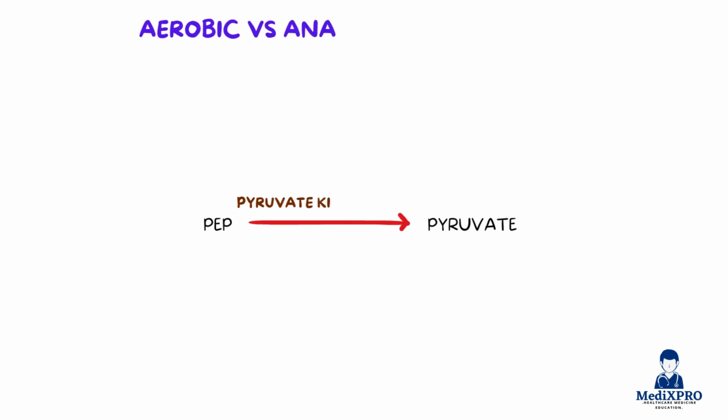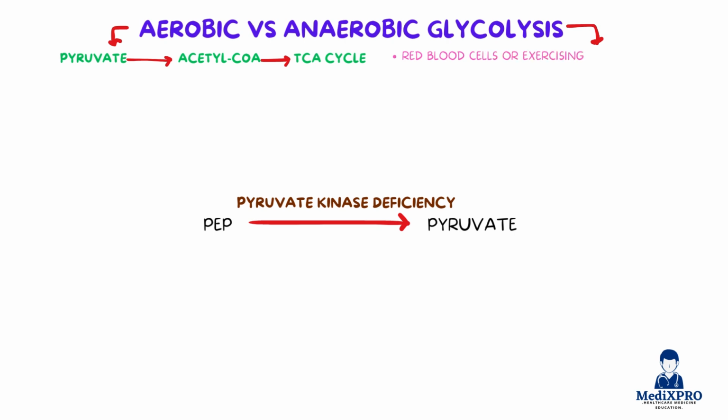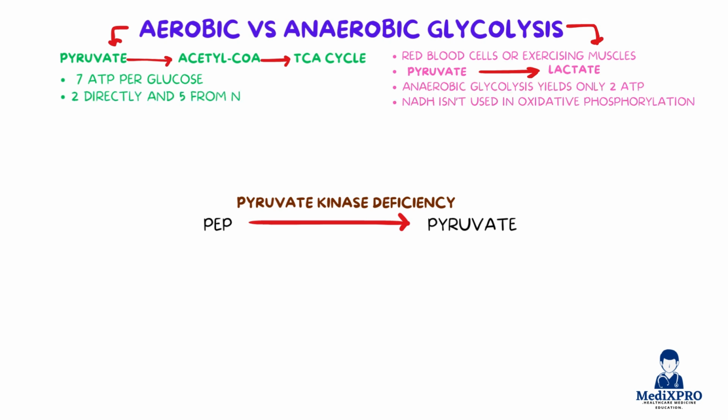Moving on to aerobic versus anaerobic glycolysis. In aerobic conditions, pyruvate is converted to acetyl-CoA and enters the TCA cycle. In anaerobic conditions, like in red blood cells or exercising muscles, pyruvate is converted to lactate. Aerobic glycolysis yields 7 ATP per glucose, 2 directly and 5 from NADH. Anaerobic glycolysis yields only 2 ATP since NADH isn't used in oxidative phosphorylation. This contrast is important for understanding metabolic adaptations and is a common MCQ.